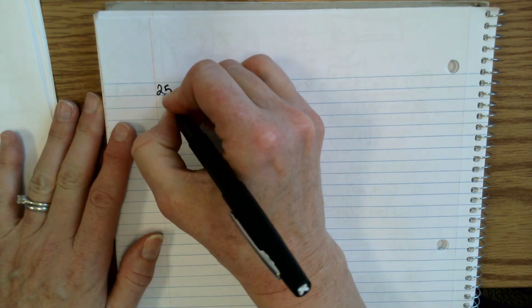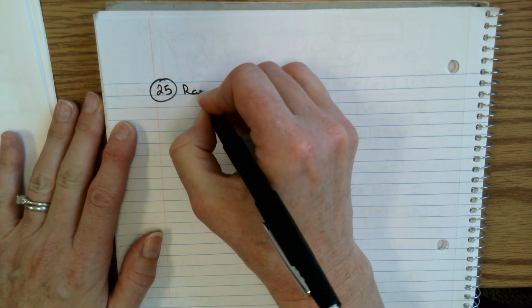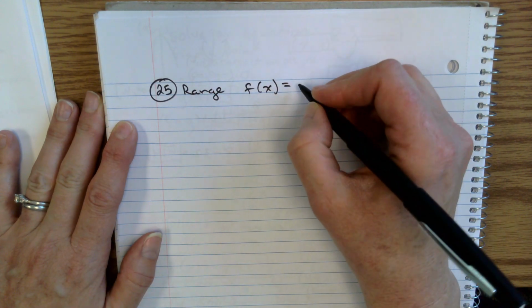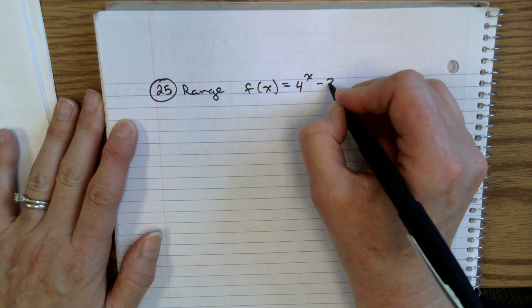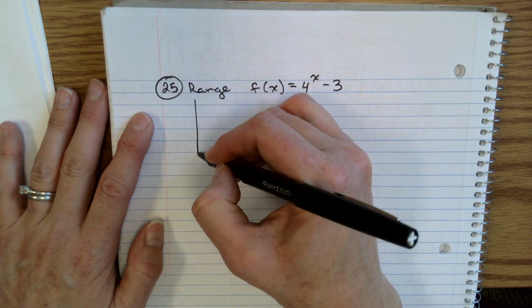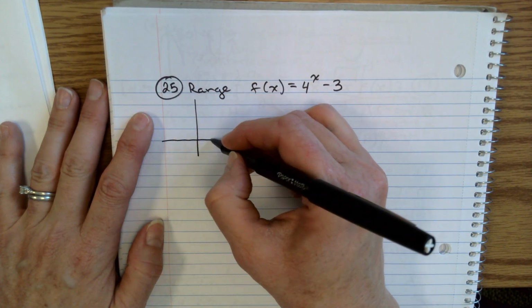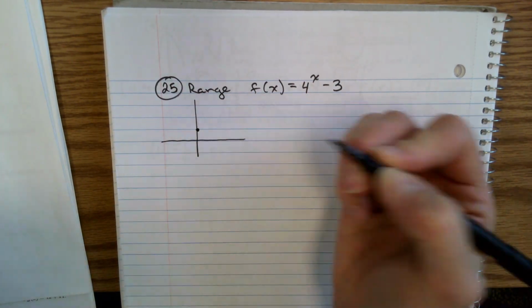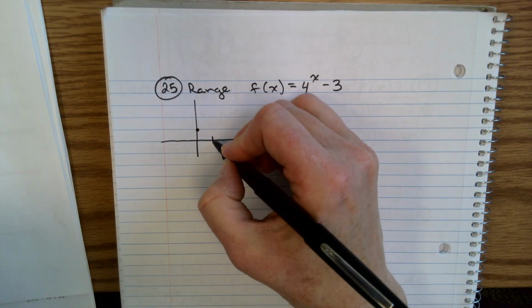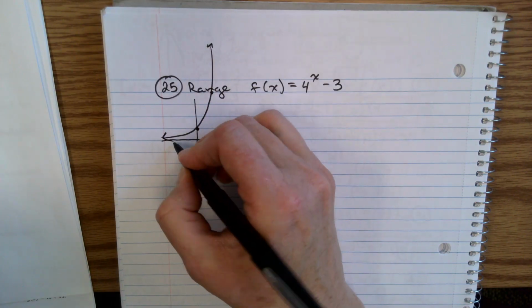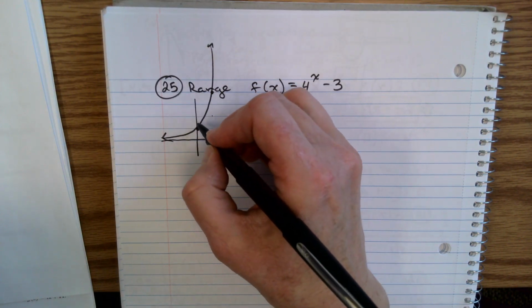Let's find the range of this next one, 25. Find the range of f of x equals 4 to the x minus 3. It's helpful to know, in order to find ranges, you need to know what the graphs look like. So I would do a sketch if a problem ever asks you to find the range. 4 to the x crosses at 1, and then the next point would be 1 comma 4. And it grows exponentially like that.